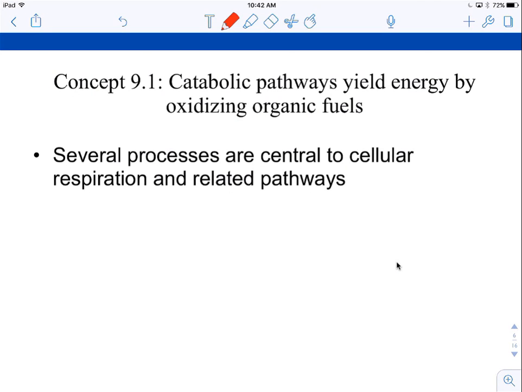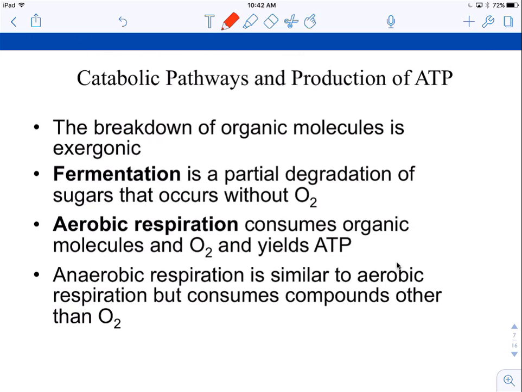So let's get into the role of oxygen. Catabolic pathways yield energy by oxidizing organic fuels. And let's look at a couple of processes that play a role in what we call cellular respiration, or the way we get the energy out of organic fuels. So the breakdown of organic molecules is exergonic, and in our body, that is a catabolic pathway.